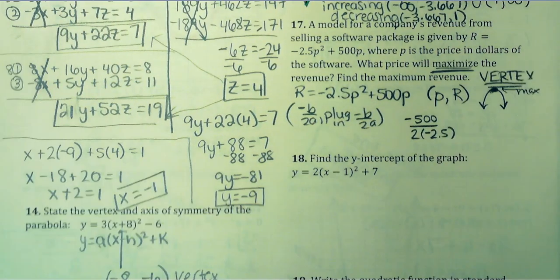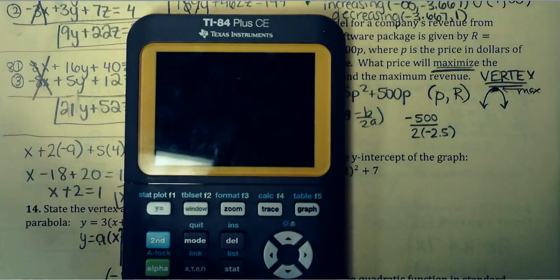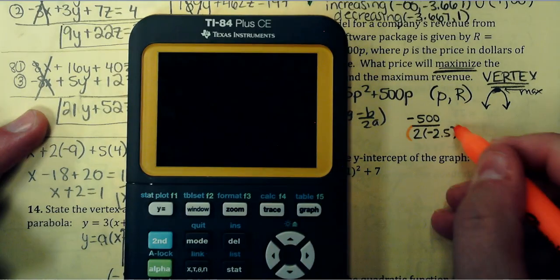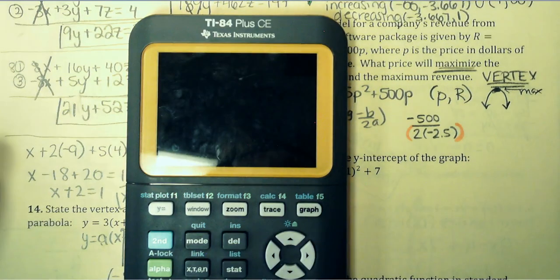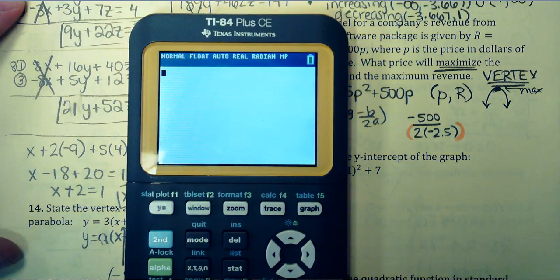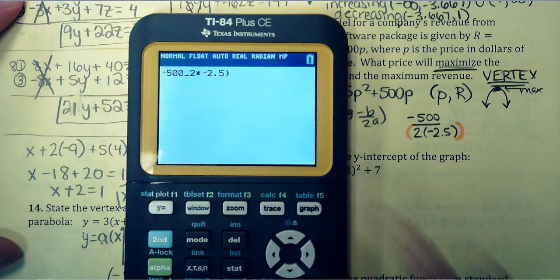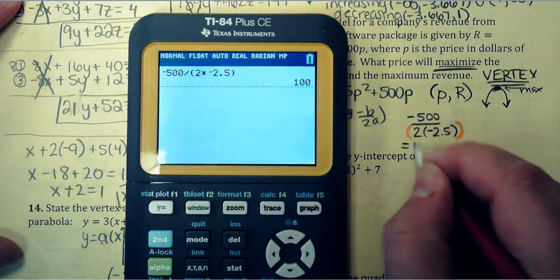Now, this is super important. I'm going to grab my calculator here real quick so I can show you. You have got to put this in parentheses, or you have to figure out what that product is before you do the problem. So let me grab my calculator here and show this to you. Negative 500 divided by 2a should be 2 times negative 2.5. See, I'm forgetting the division sign. But I am going to put this in parentheses. And you can see I'm going to get 100.